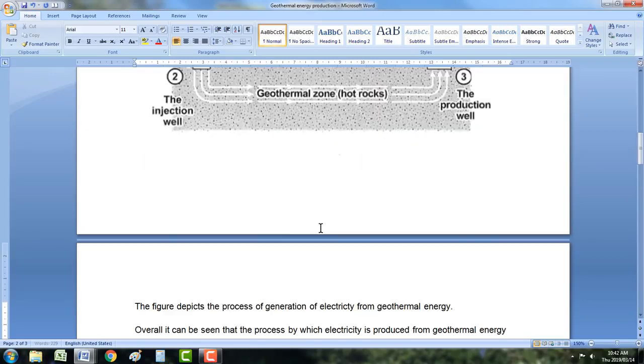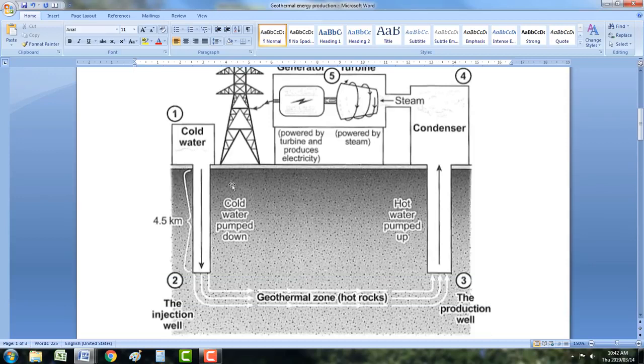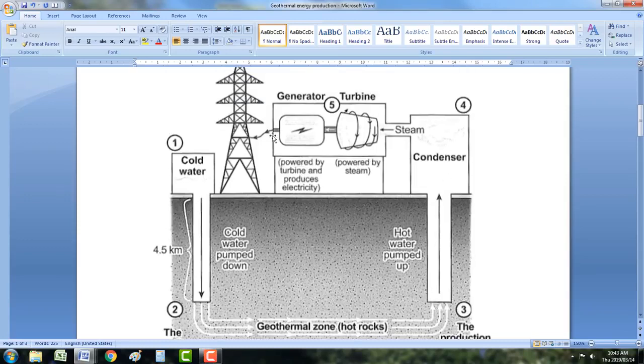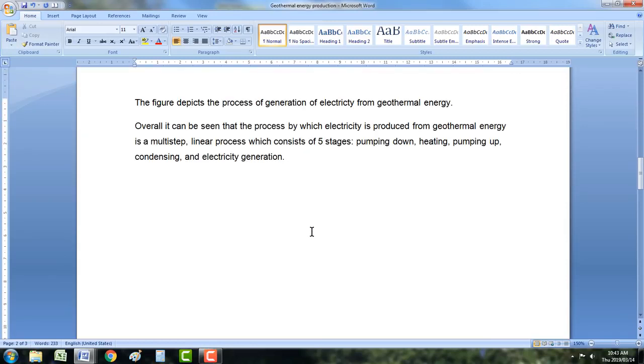And now this is quite difficult. You've got to name the stages. If you don't do anything there, it's okay, but you really want to try and name the stages. Doesn't have to be fancy. I would say stage 1, pumping down. Stage 2, geothermal zone, or this is where the water gets heated up, so I would say stage 2, heating, pumping up, condenser, electricity production. And there you go, there's your very nice overview.